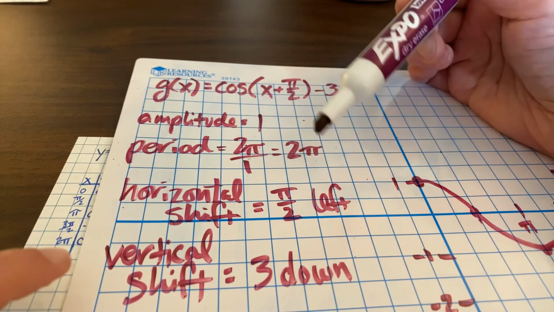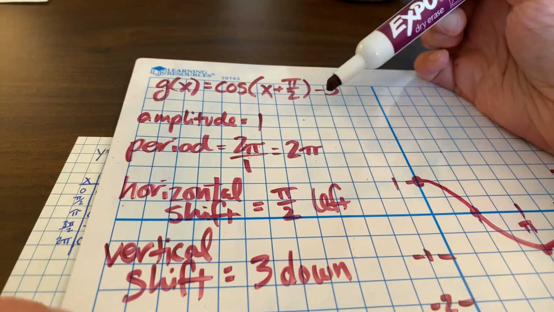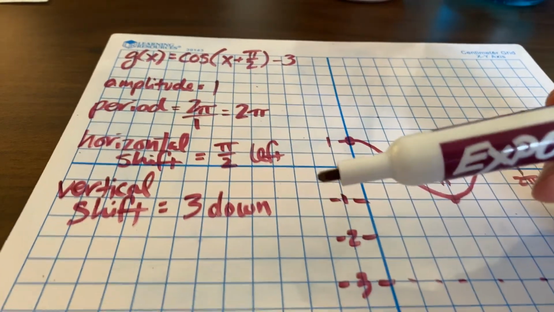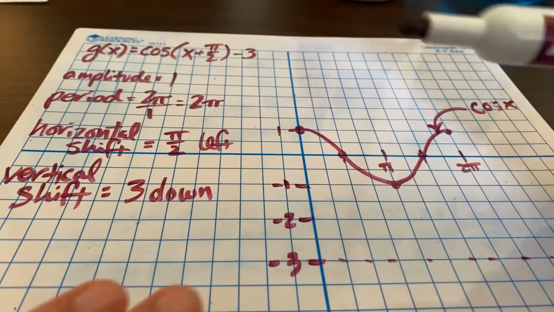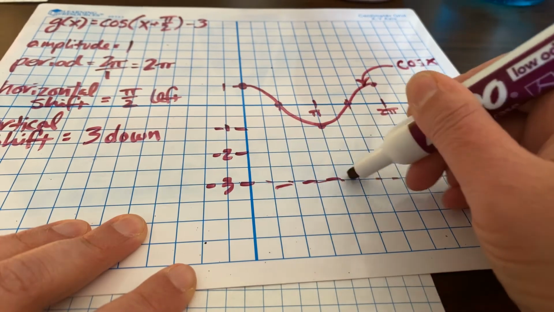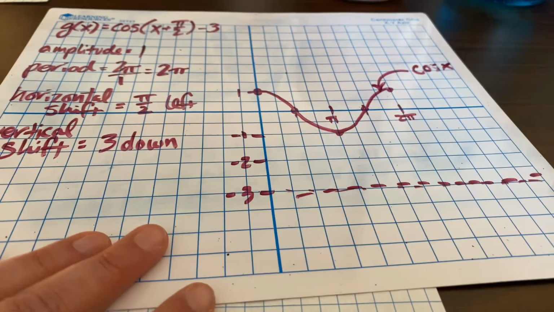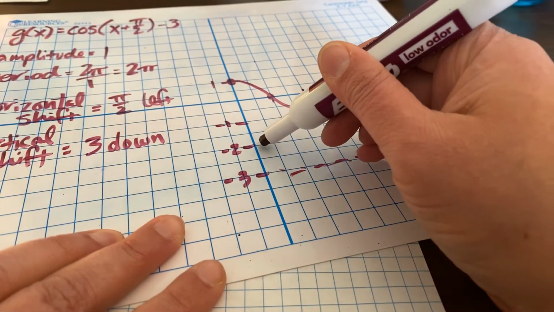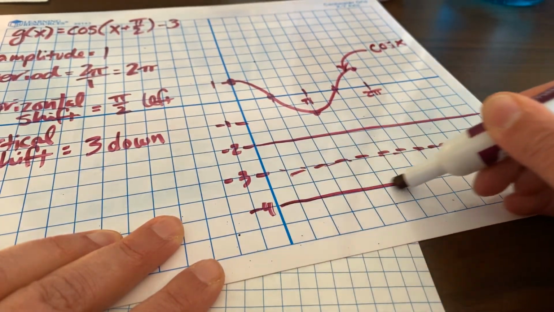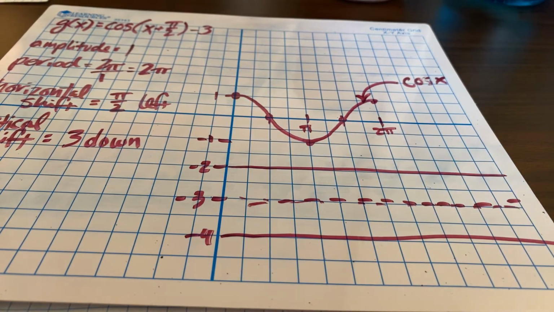And the horizontal shift is pi over 2 to the left, right? Pi over 2 units to the left. And this minus 3 tells us that the vertical shift is 3 units down. So the first thing that I'm going to do is draw my vertical shift, 3 units down. I'm going to sketch it with a dashed line. And the amplitude is still 1, so that means it's going to come up to -2 and go down to -4, just like that.